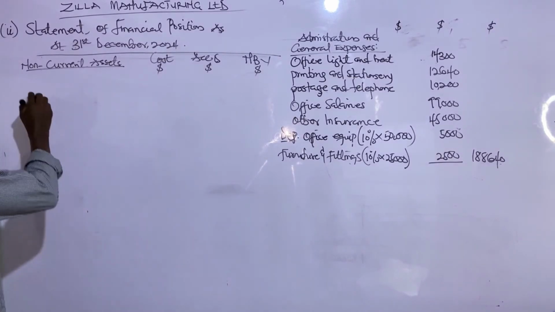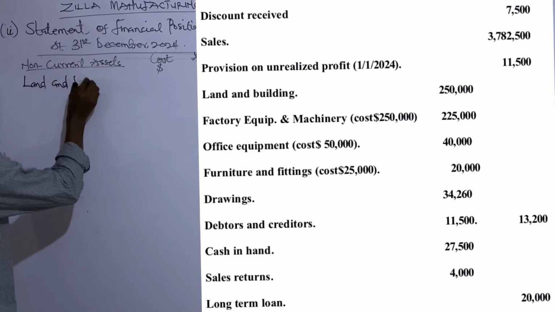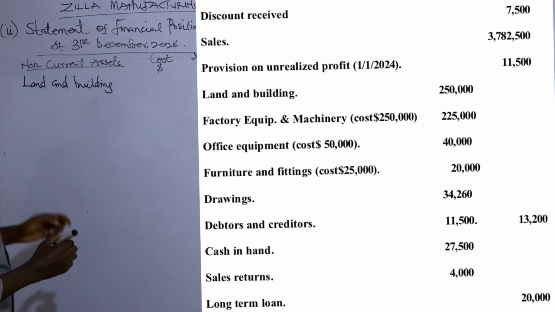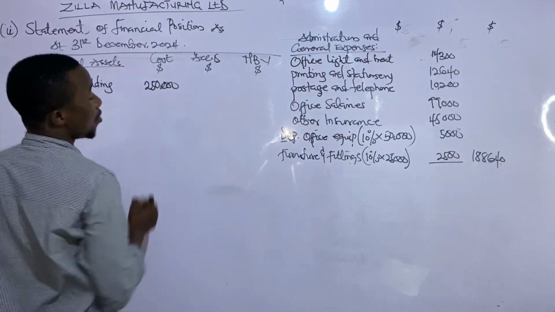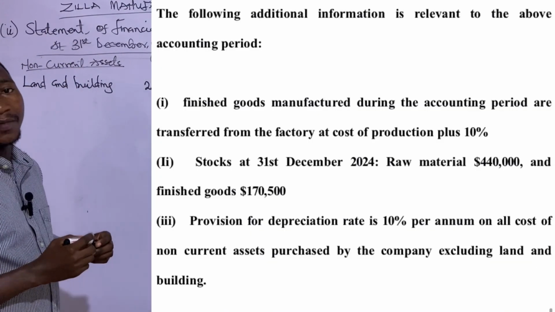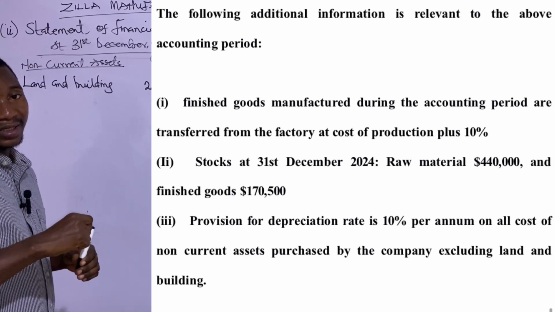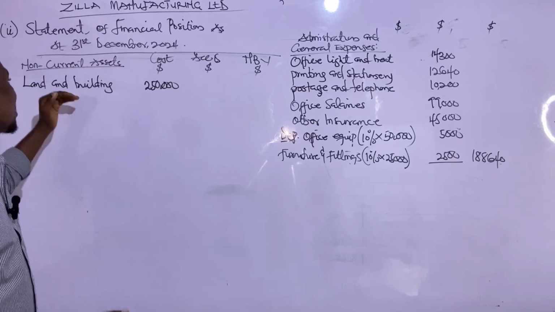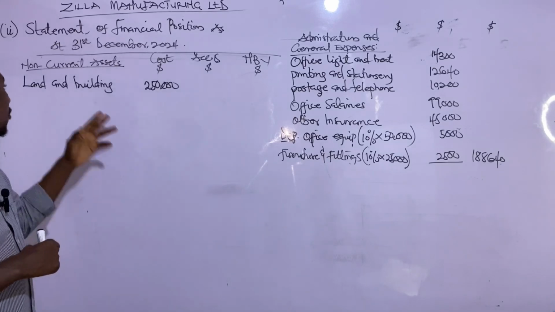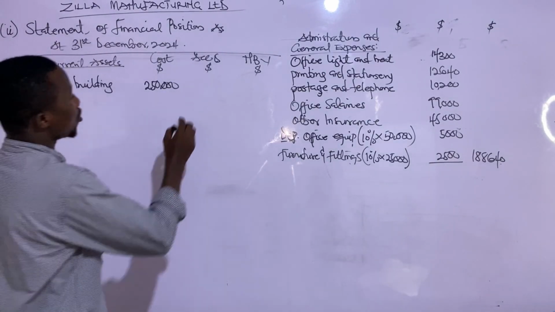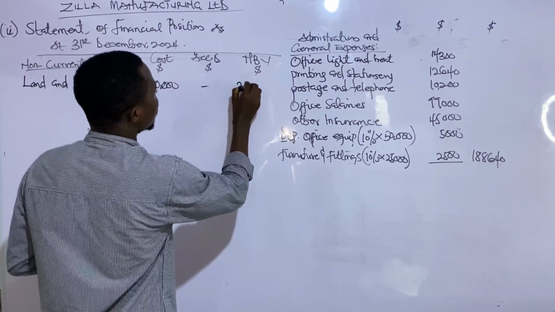We have land and building. And the cost from the question is 250,000. And remember, the final additional information states that we should depreciate all non-current assets at a rate of 10% on cost, but we should exclude land and building. So on land and building, we won't depreciate it. And there is no accumulated depreciation of land and building in the question as well. So we have no accumulated depreciation. So the net book value or the carrying amount is the same, 250,000.